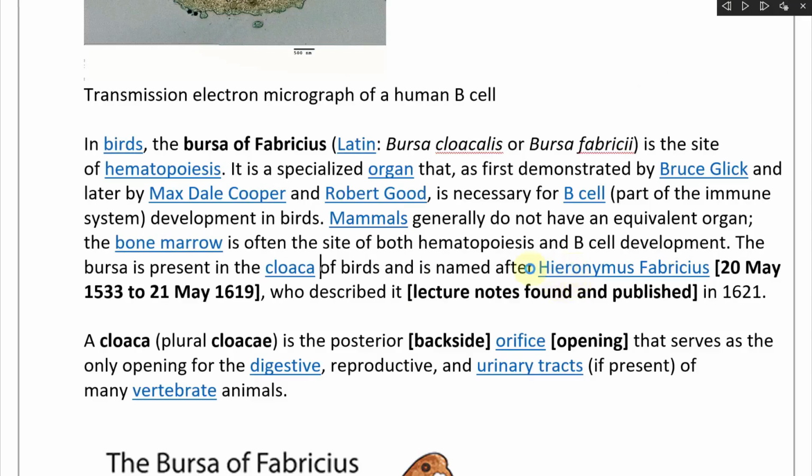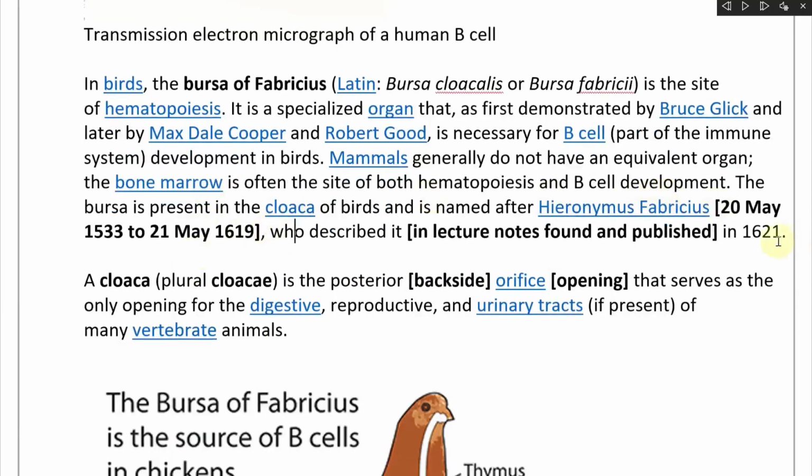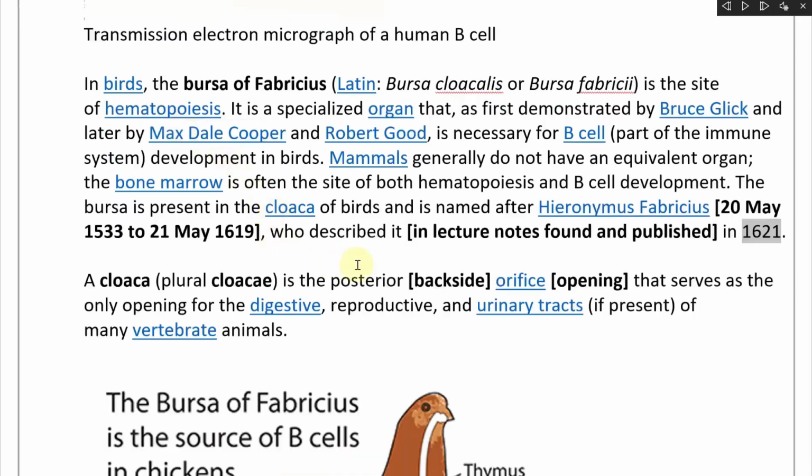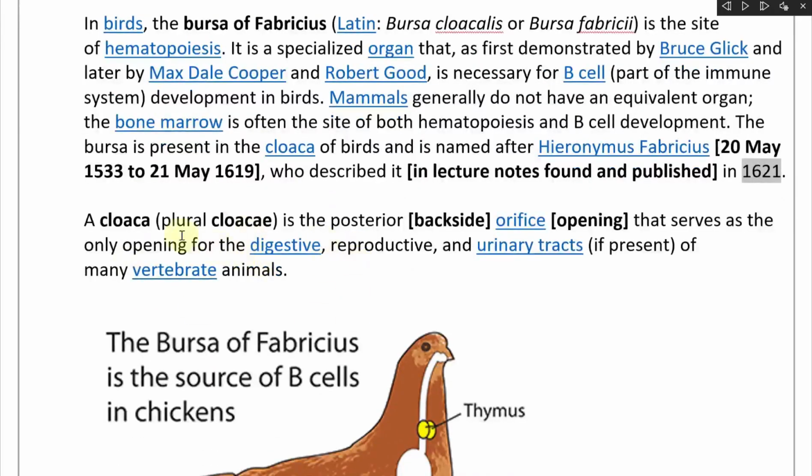Hieronymus Fabricius. See the pronunciation here. Hieronymus Fabricius. Yeah, Hieronymus Fabricius. This is May 20th, 1533, and he died May 21, 1619. Who described it in lecture notes found and published in 1621. So after his death, they were found. But yeah, he died in 1619, but the lecture notes were found here, and it talked about the Bursa of Fabricius. So anyways, he talked about the bursa of birds being the site of B cell growth and development.